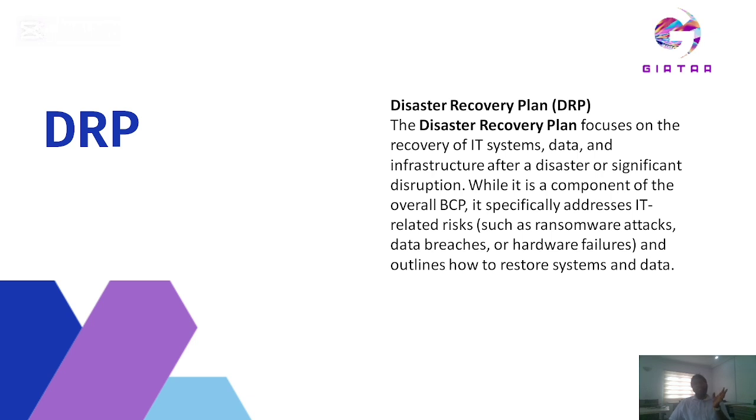Now, this disaster recovery plan is a plan made specifically to make sure that data, information, and IT systems are recovered after an incident. So it focuses on recovering data or information. It is under the BCP and it focuses on IT systems, hardware, data, information, recovering them after a system failure, a ransomware attack, whatever kind of breach we have. So it's recovering from a disaster.